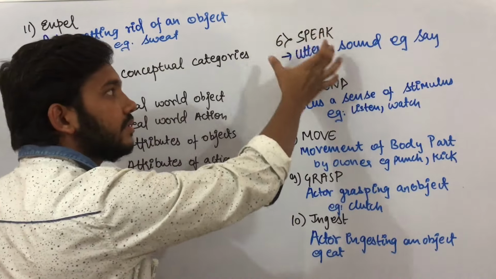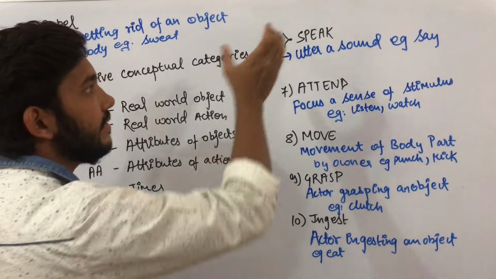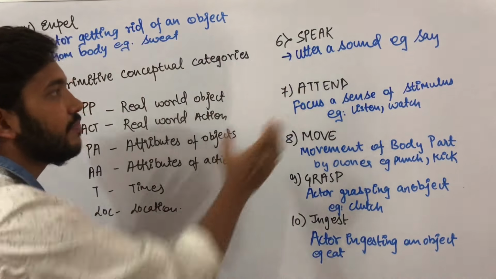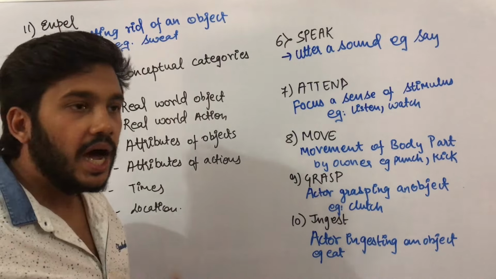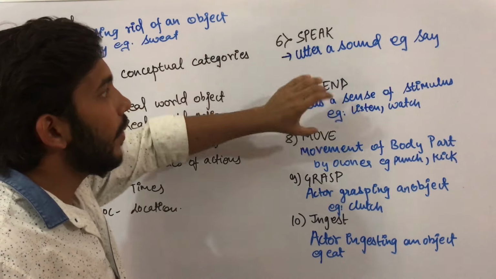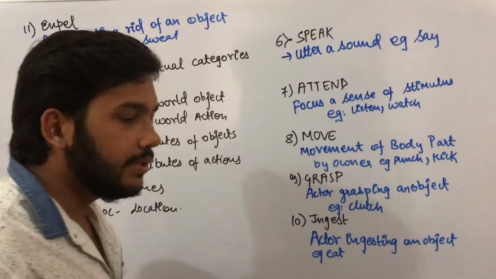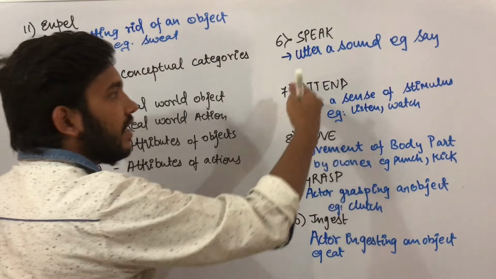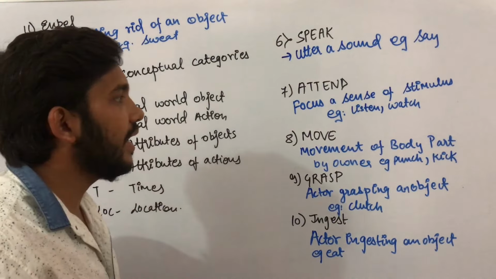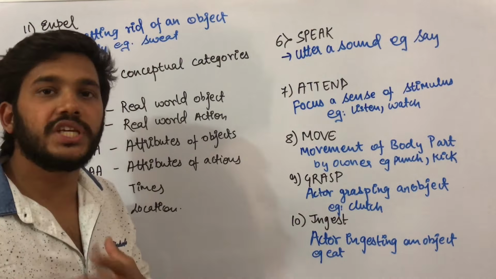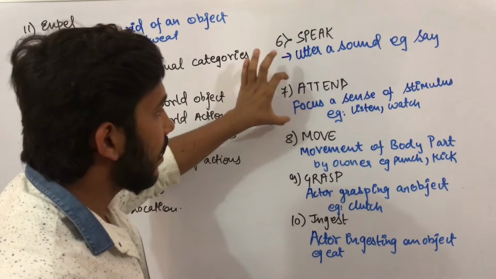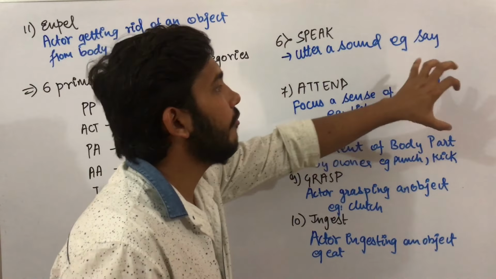Coming to the sixth primitive action, that is speak. Utter a sound. When you utter some sound, then speak will be used. Example, I am saying this, uttering a sound. So speak will be used when we utter a sound or when sound is produced. Seventh, attend. Focus a sense organ on a stimulus. Like, you are attending my video, that is, you are watching or listening to my video. So attend is focusing a sense organ on a stimulus.